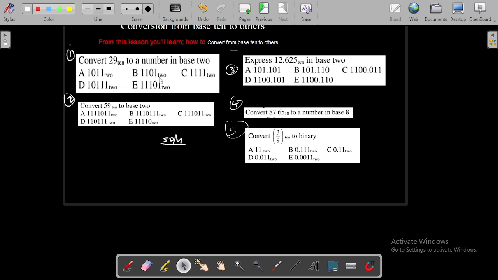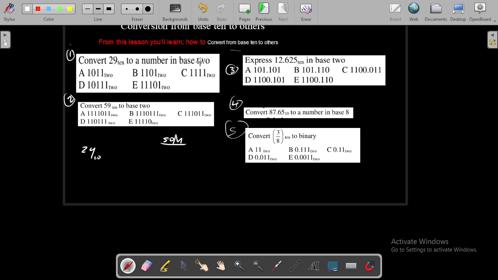So let's quickly dive into it, and let's see step by step how we can solve this question together. The first thing you have to do is write the question, the number you're told to convert, that is 29. So let me bring my pen out. We're told to convert this 29 in base 10 to base 2.